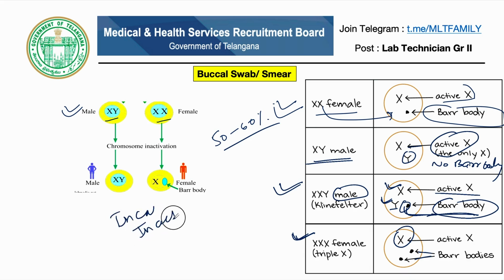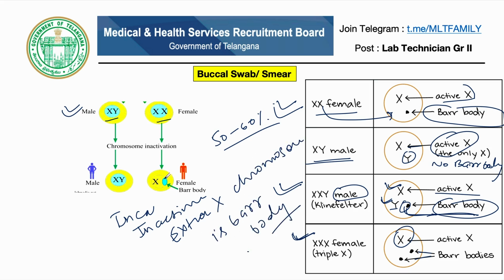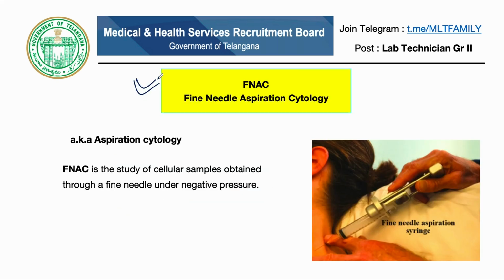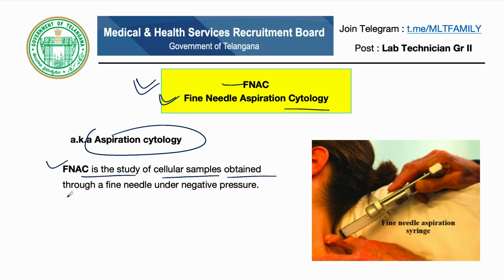So basically, the inactive X chromosome is the Barr body, which we see in cells as a condensation of sex chromatin. Okay, the second sampling technique in cytology is FNAC, which is fine needle aspiration cytology. It is also known as aspiration cytology. FNAC is the study of a cellular sample obtained through a fine needle, that is, a very thin needle, under negative pressure. There is suction which pulls the cells into the syringe for diagnostic purposes.